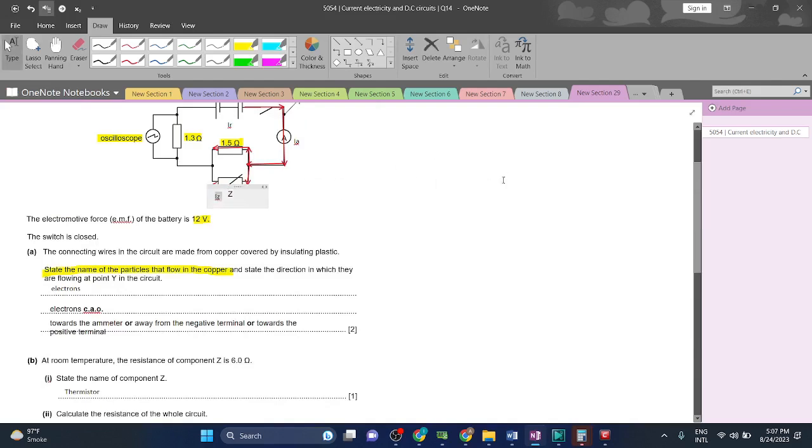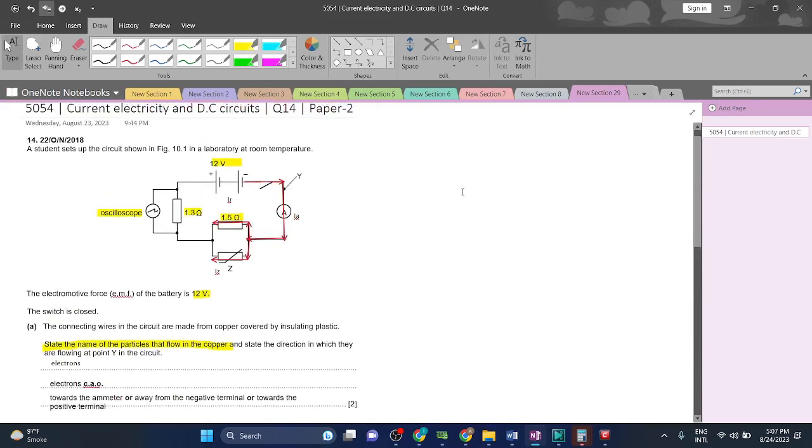So as we all know, current acts differently in parallel, different from the voltage, right? Current divides. For example, if 4 amperes is coming from here, it will divide here. For example, 3 amperes goes here and 1 ampere goes here. So it will divide according to what the resistance is. The less the resistance is, the more current there will be.